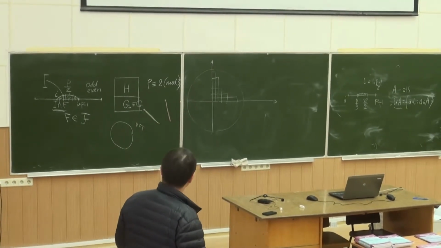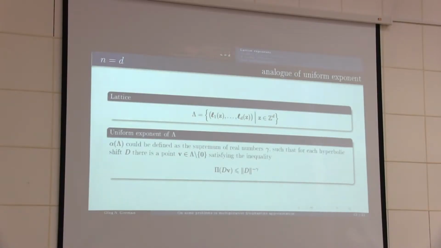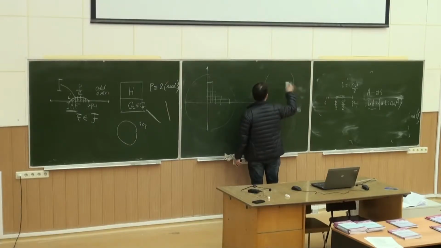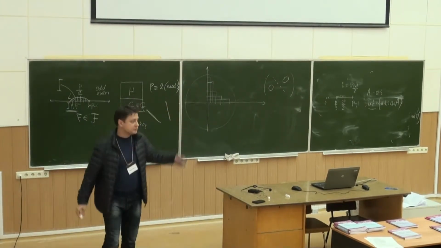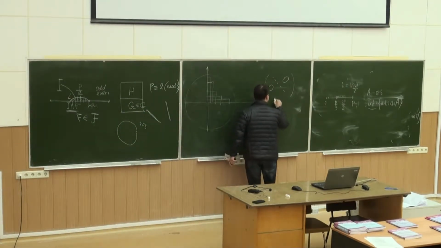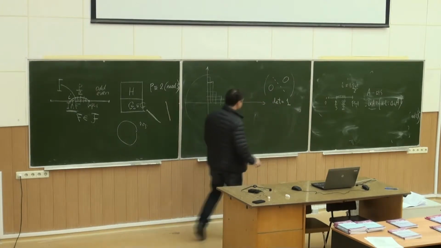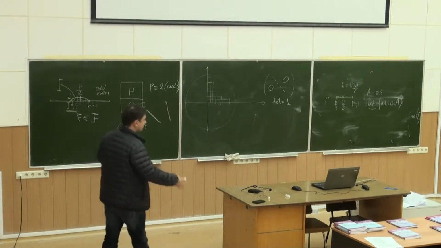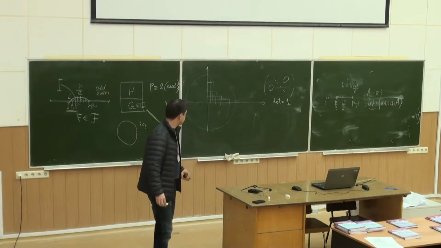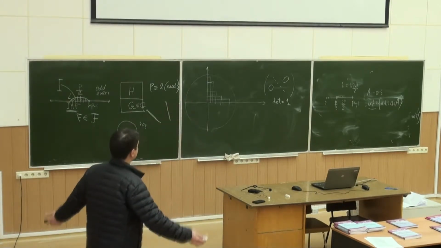Then, what is said here requires some terminology to be explained. So here, for each hyperbolic shift, what is a hyperbolic shift? It can be understood as a matrix, a diagonal matrix with positive entries on the main diagonal, but let us suppose that its determinant is equal to 1. And here is a norm, say the maximum of these diagonal entries.